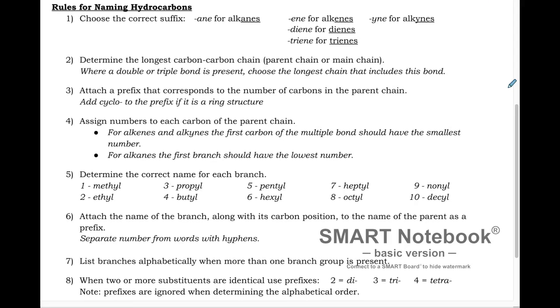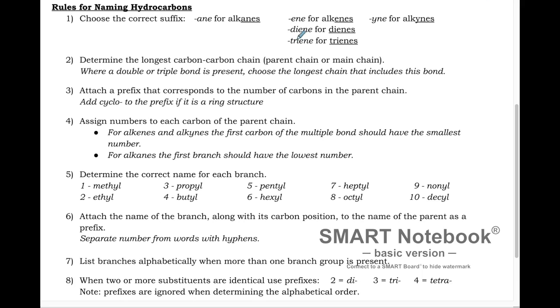We have a naming system, or a nomenclature, for coming up with the names of all of these hydrocarbons. The first thing we have to recognize based on the structure is what types of bonds we have. If we only have single bonds, then we use the suffix "ane" for the alkanes. If we have only double bonds, we use the suffix "ene," E-N-E, for alkenes.